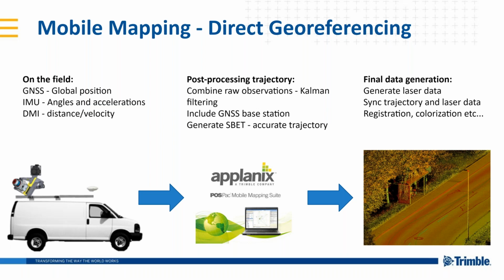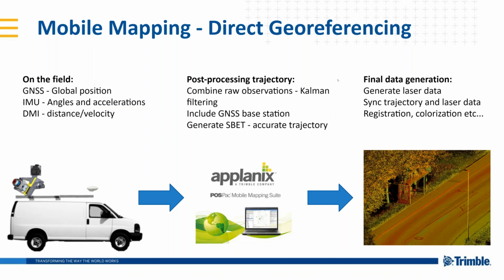Then we go to the office with this data, where we do something called trajectory post-processing. Here we combine the raw observations of these navigation sensors through a thing called a Kalman filter. It's a very sophisticated technique. Also in post-processing, we include a GNSS base station, which will correct the accuracy of the GNSS position of the mobile mapping system. And from all this, we can generate something called SBET, short for Smoothed Best Estimate Trajectory. This is the accurate trajectory path that the system went on in the field, and it is the final result of our navigation data processing.